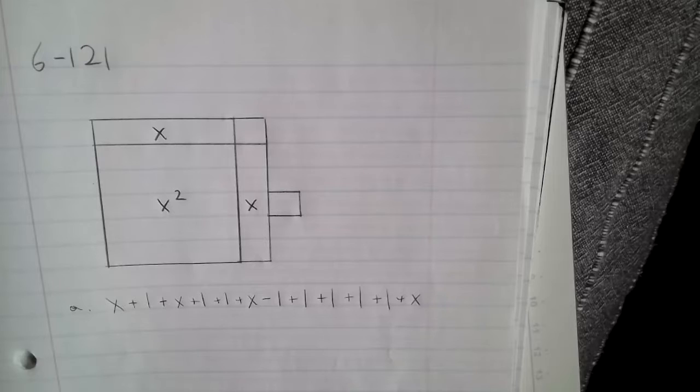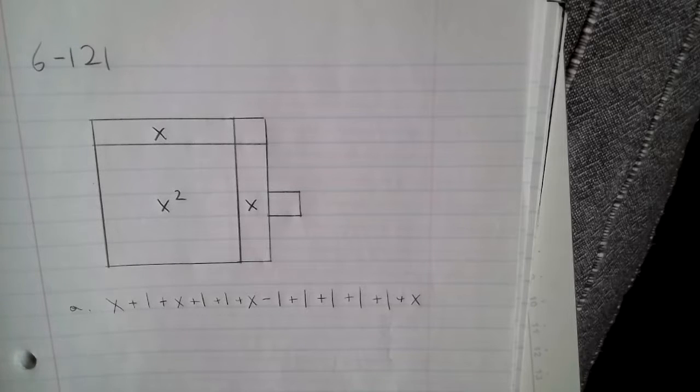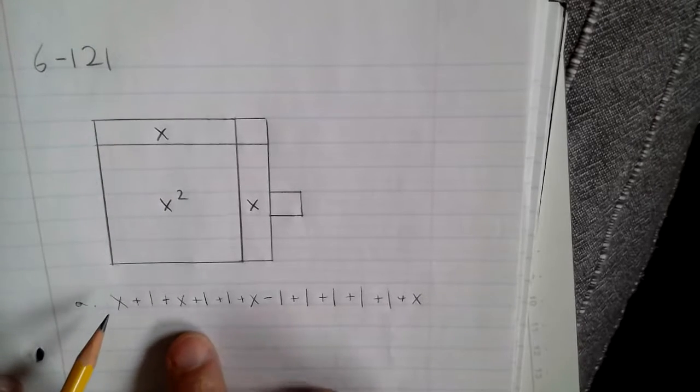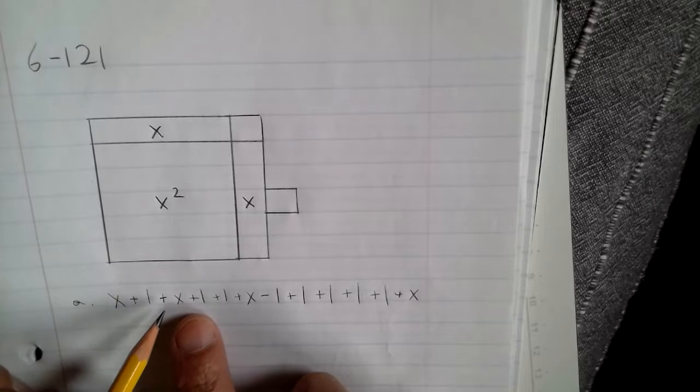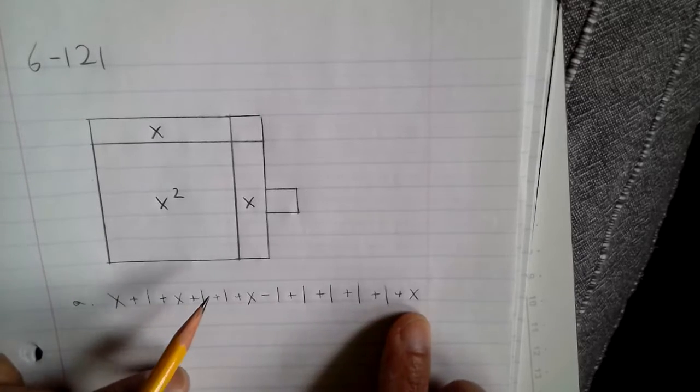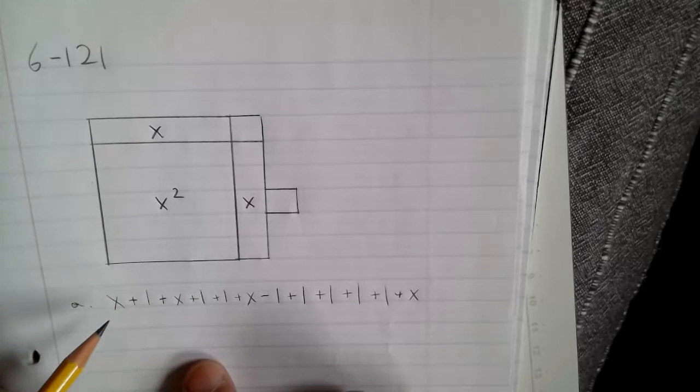Okay, now we can combine the terms that are alike. Let's go ahead and start from left to right. So we have x plus another x plus x plus x. So we have 4 groups of x.